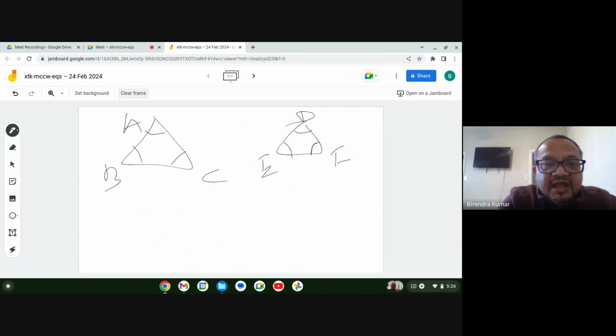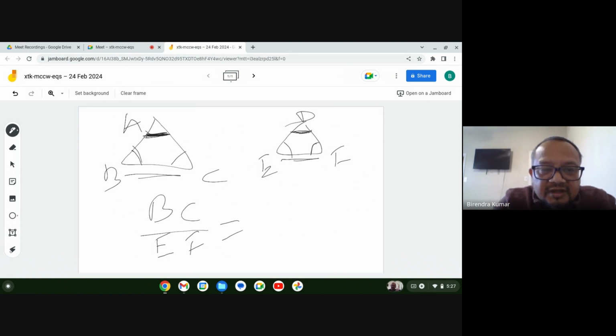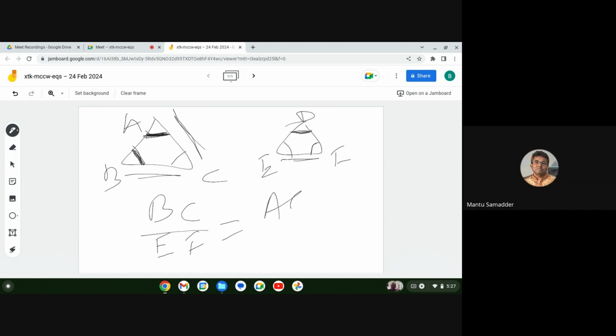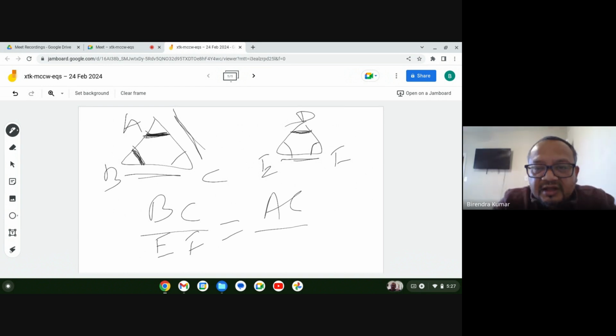What happens is, as per the property of similar triangles that we learned in the last class, the sides opposite to the matching angles will be in the same proportion. Meaning the side opposite to angle A is BC. So BC divided by the matching angle D's side, which is EF. BC by EF equals the second angle B. What is the side opposite to that? AC, divided by the next matching angle E.